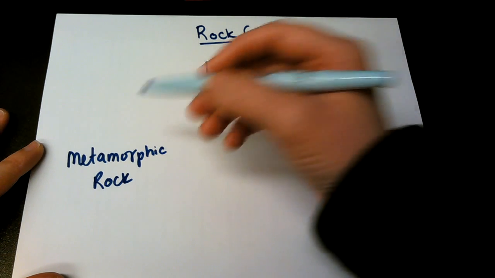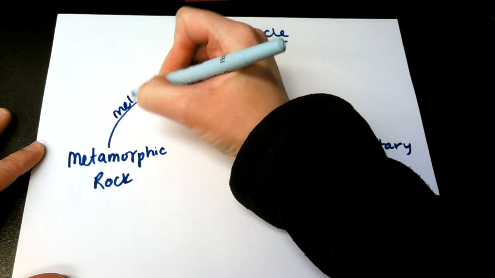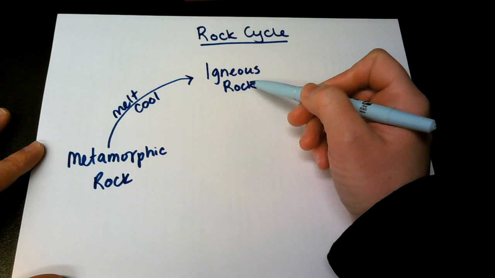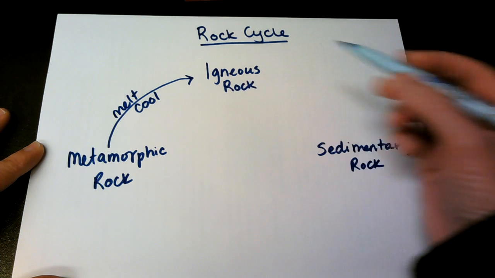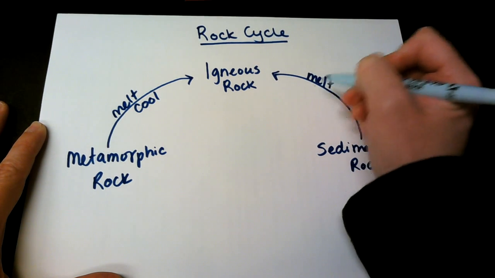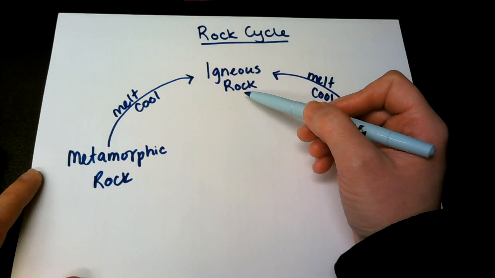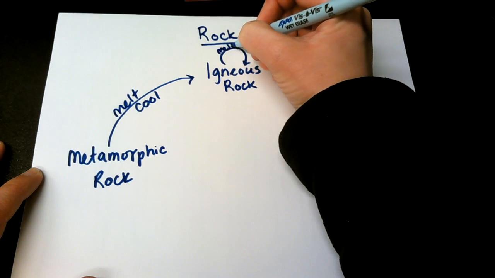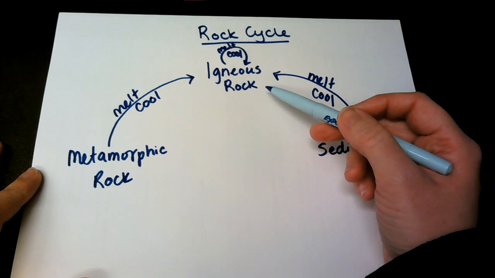So for example, if we want to turn a metamorphic rock into an igneous rock, we have to melt and cool that metamorphic rock. The newly cooled rock would become igneous. By definition, when you melt and cool a rock, it becomes an igneous rock. So if we do the same thing to our sedimentary rock, we melt it and then we cool that melt, it's going to be an igneous rock at the end of that process. And in fact, we can start with an igneous rock, melt that igneous rock, let it cool, and the new rock is a new igneous rock.